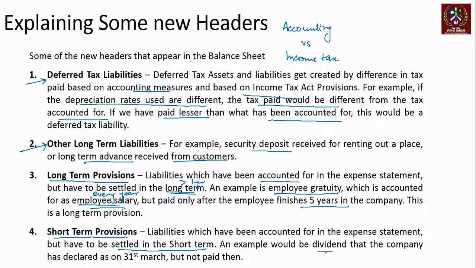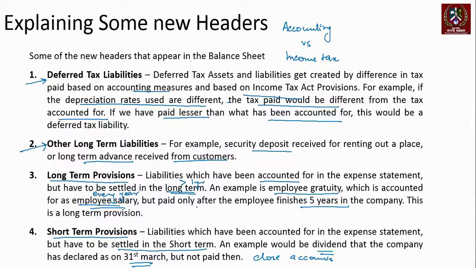An example would be dividend. Now companies declare dividend on the end of 31st March because that's where they close the accounts. And so as you close the accounts, you want to declare the dividend at that point of time. If you are giving employee salaries, you could declare the bonus at that point of time. But the actual payment of this could happen at a later date, right?